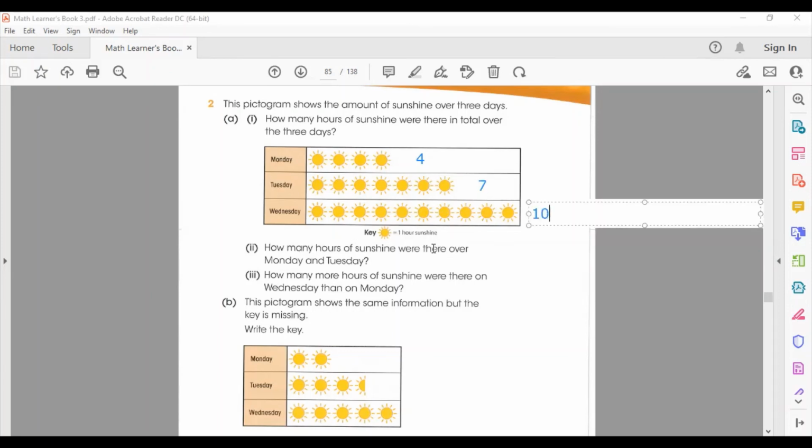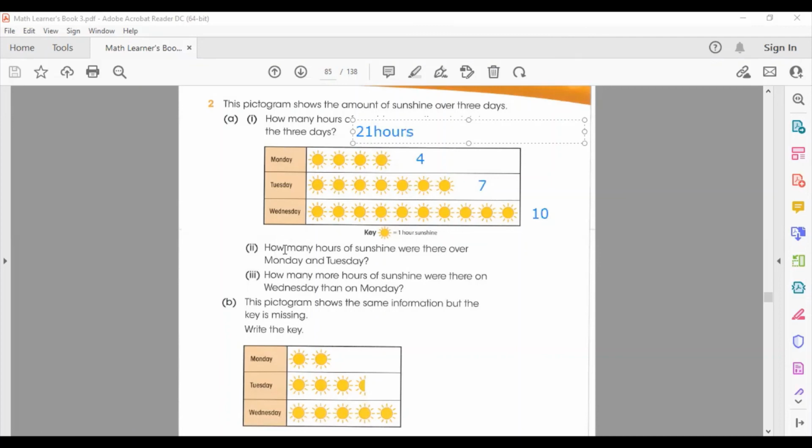First of all, question 2 part A. How many hours of sunshine were there in total over the 3 days? So total over 3 days, 4, 7, 10, it's 21. You can also write sunshine, or you can also write 21 hours, both correct.